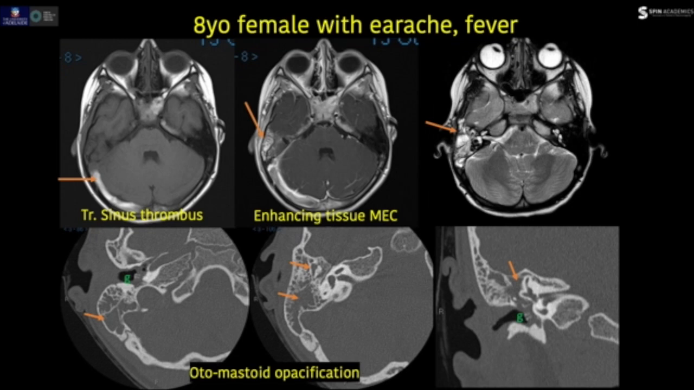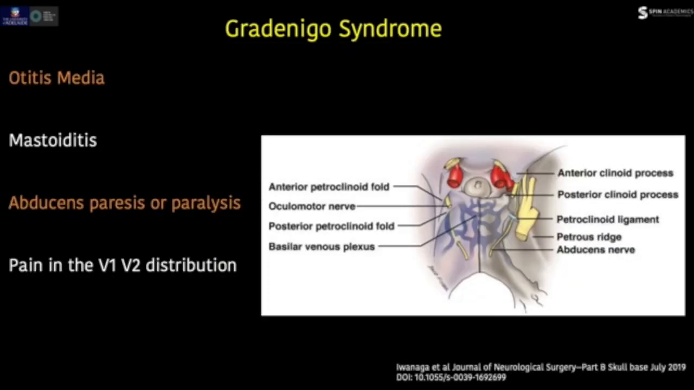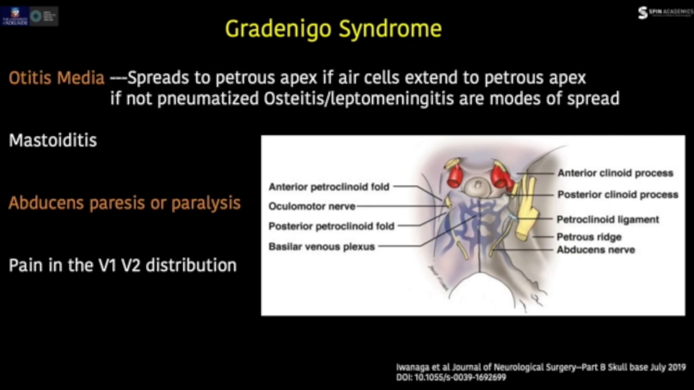But what we see is a right-sided esotropia. Now, this raises the flag for a diagnosis of Gradenigo syndrome that is characterized by otitis media, mastoiditis, abducens paresis or paralysis, and pain in the V1 V2 distribution, since the motor route is very close to the petrous apex. In the case of pneumatized petrous apex, the air cells are responsible for causing the petrous apicitis, but in the absence, it is thought to be the result of osteitis or leptomeningitis.